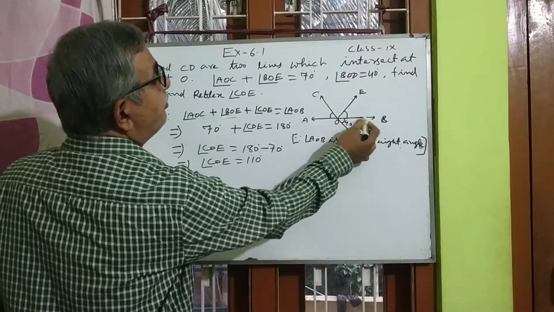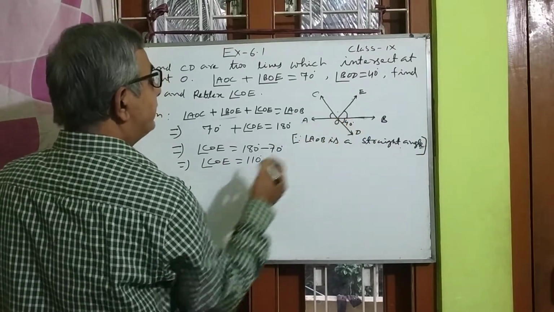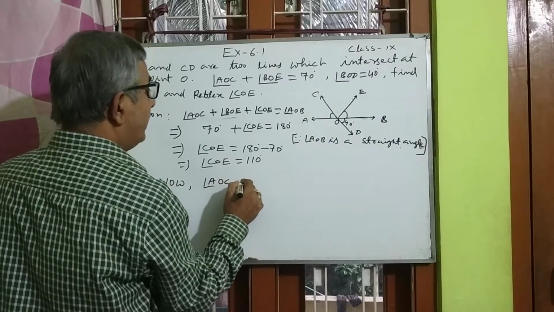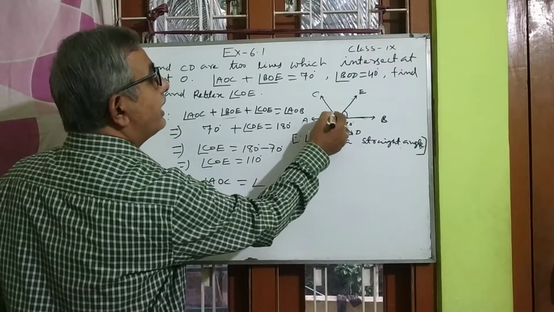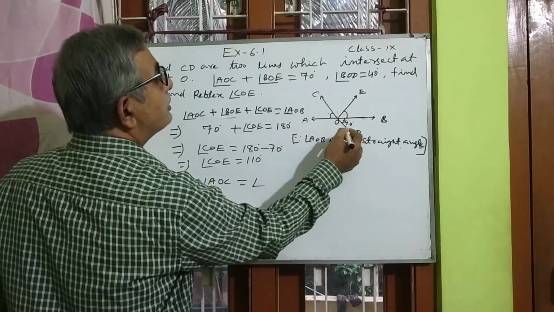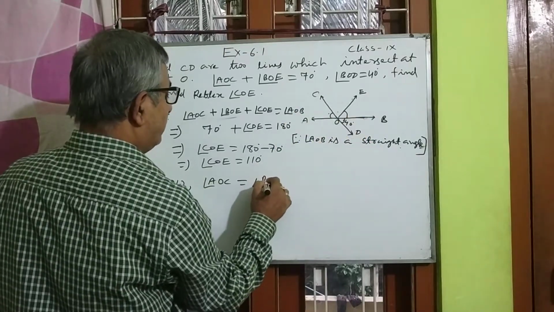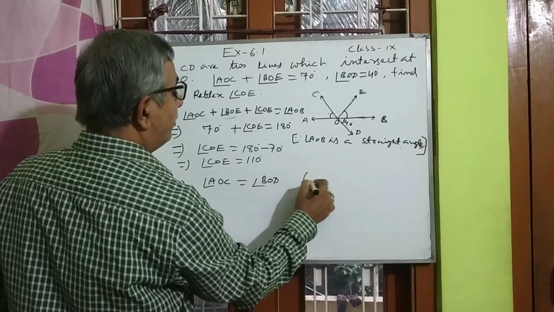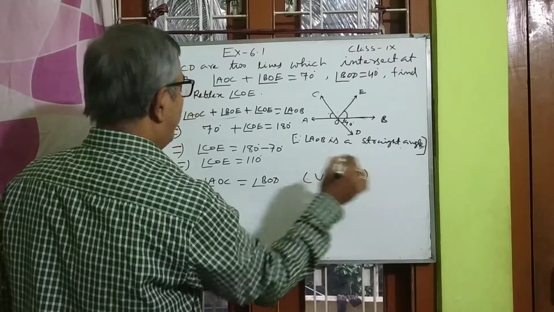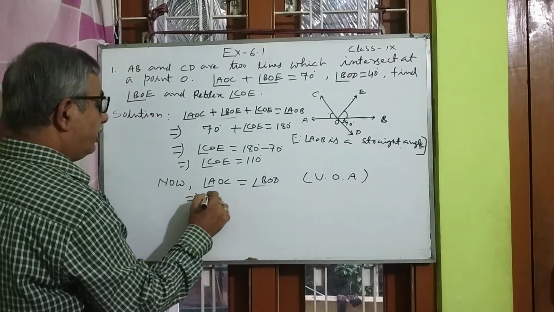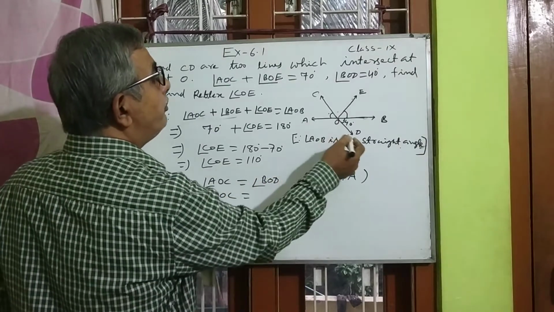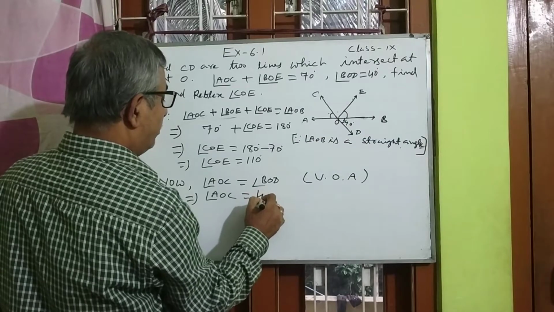AOC and BOD are vertically opposite angles. So angle AOC is equal to this angle, equal to this angle. Angle AOC is equal to BOD. Why? Because it is a vertically opposite angle. Now you see AOC is equal to BOD, which is already given, so I am writing 40 degrees.